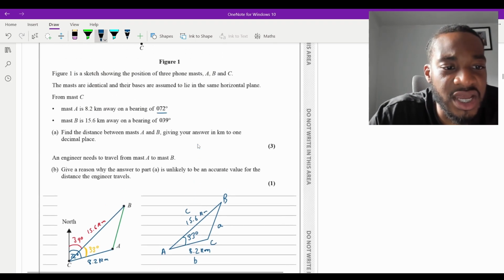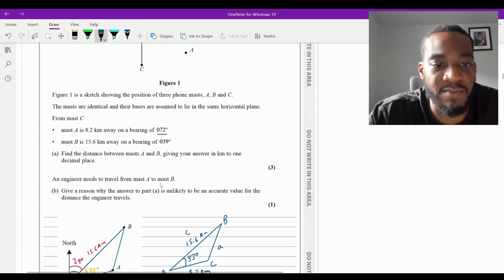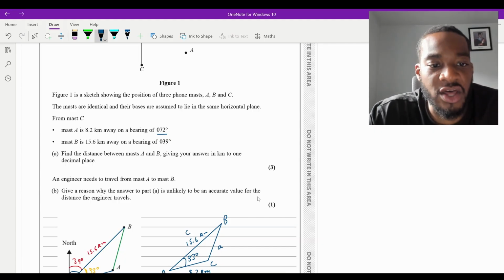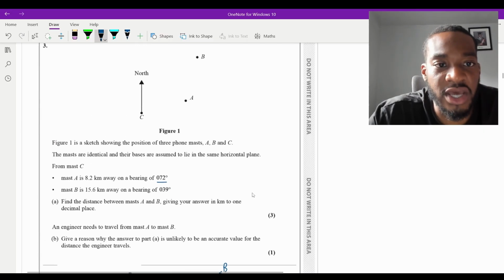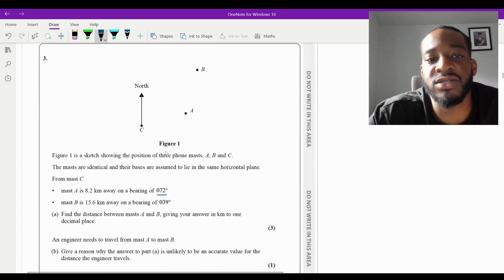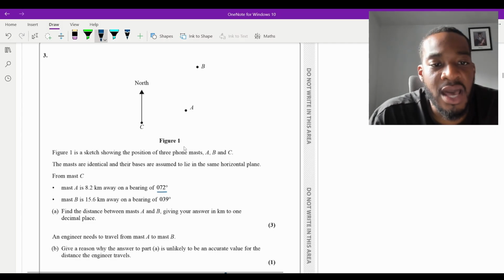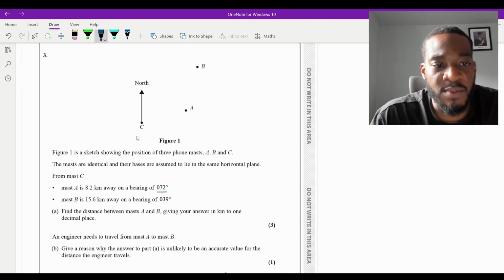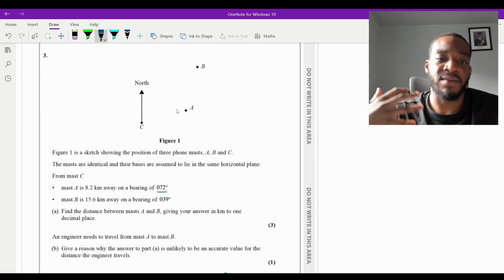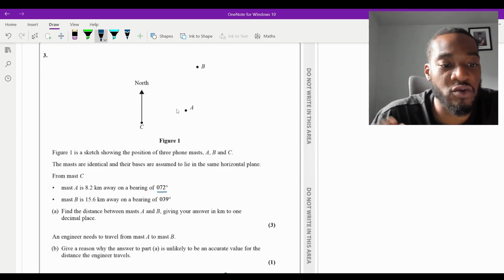Now, part B says an engineer needs to travel from mast A to mast B. Give a reason why the answer to part A is unlikely to be an accurate value for the distance the engineer travels. Okay, so what we're dealing with here, we're dealing with phone masts, right? Which are obviously on land. And when you're on land, there are buildings and stuff, right? So probably it's not going to be just a direct route to A and B. There could be things in the way, which will make the distance greater, right?